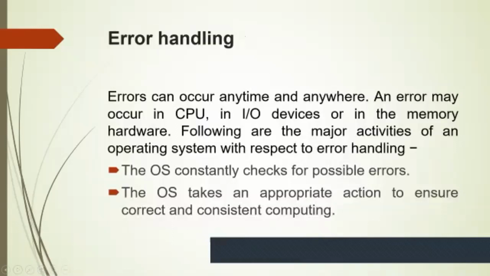Resource management. In a multi-user or multitasking environment, resources such as main memory, CPU cycles, and file storage are to be allocated to each user or job. So these are the major activities of the operating system. It manages all kinds of resources, and CPU scheduling is done. There are different CPU scheduling algorithms which are executed.